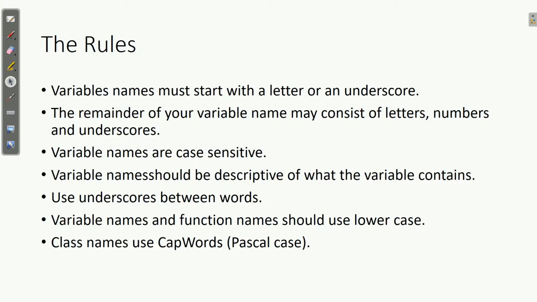There are some rules. Variable names need to start with either a letter or the underscore character, and we'll talk about why you would start with underscores later. The remainder of the variable name or class name or function name can be letters, numbers, underscores. Doesn't matter what comes afterwards. Variable names are case sensitive, so capital A, lowercase b, is different from lowercase a, lowercase b.